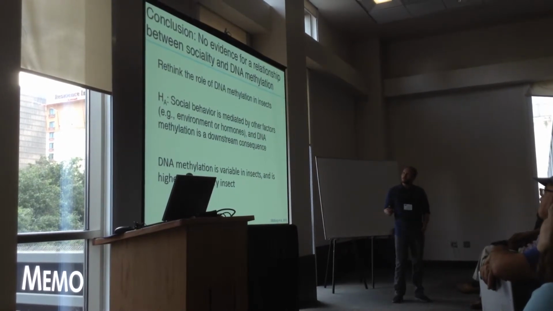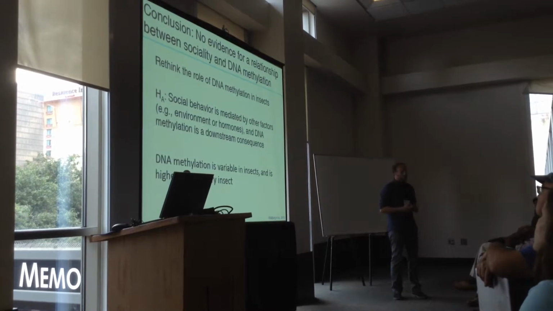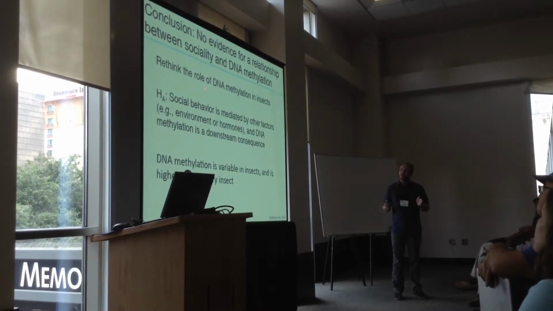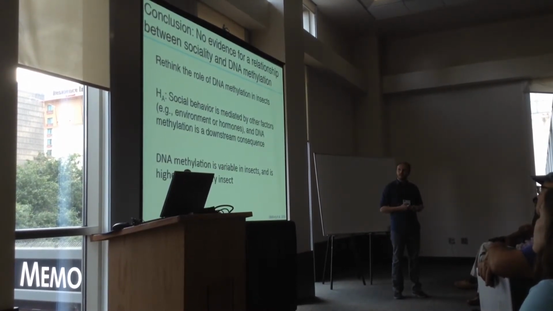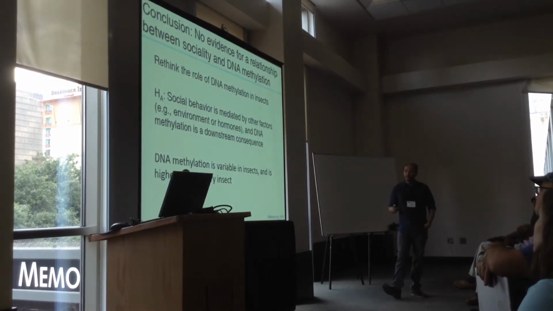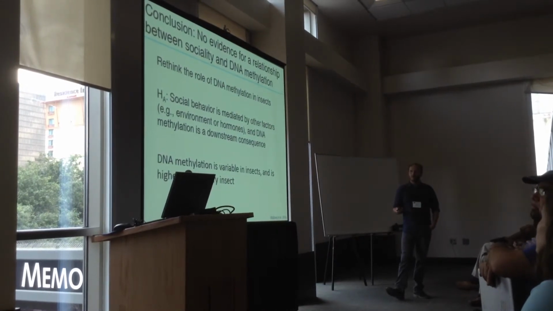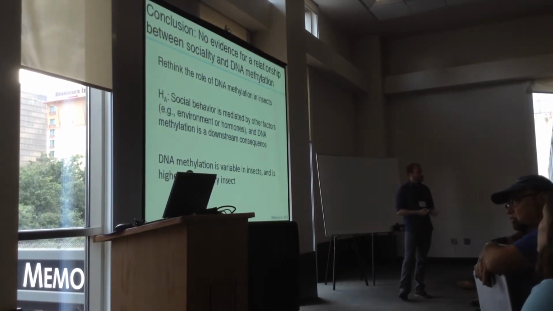So in conclusion, we find no evidence for a relationship between sociality and DNA methylation. So really I think we need to start rethinking the role of DNA methylation in insects. A back-of-the-envelope alternative is that maybe social behavior is mediated by other factors like the environment or hormones, and methylation then is a downstream consequence.